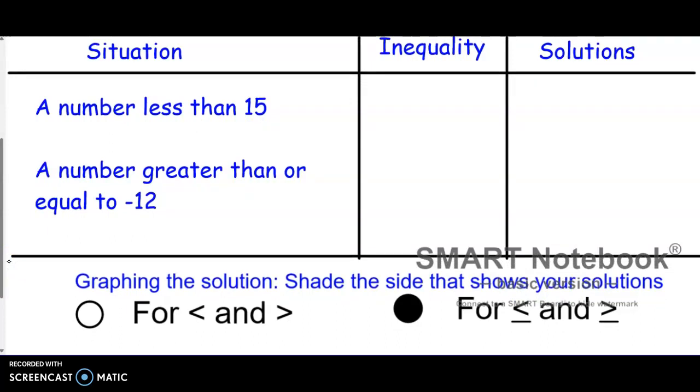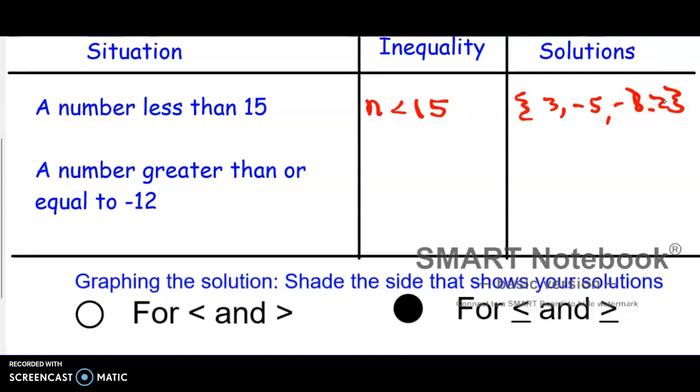Now, if you take a look at situation number one, it says a number less than 15. So we're looking for a number less than 15, and we're trying to determine all of the numbers that are less than 15. I know that 3 is less than 15. Negative 5 is less than 15. Negative 8.2 is less than 15.